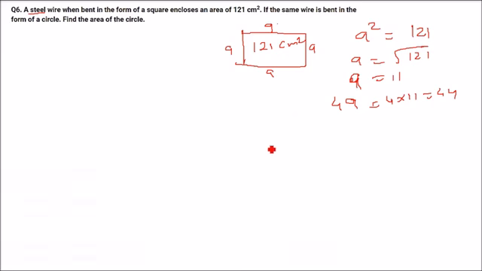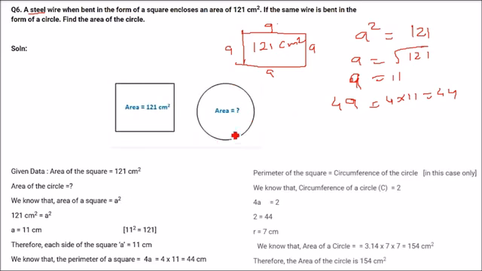If the same wire is bent to form a circle, now we are making a circle. The same wire, the same length, will be here also. So this will be equal to the circumference of the circle as well. So 44 will be equal to 2 pi r. So r will be equal to 44 by 2 into 3.14, this is 2 pi r. So we have to find out the area.